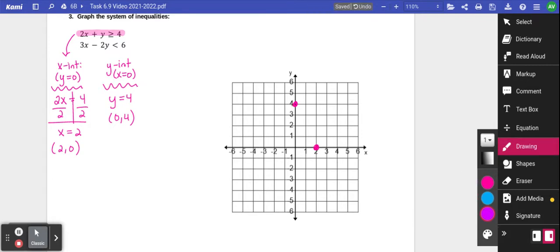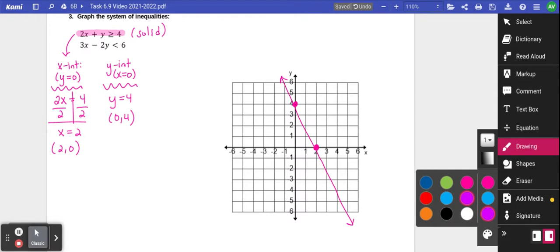Step 2 is decide if this should be a solid or a dotted line. Because of the fact that there's a little underline, we're going to make this a solid line because we're including the points that are along that line. So when I graph this line, I'm going to go ahead and draw a nice solid line through those points. Next, I'm going to go ahead and decide where to shade.